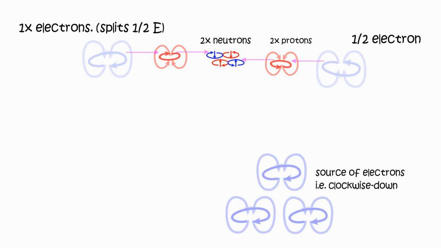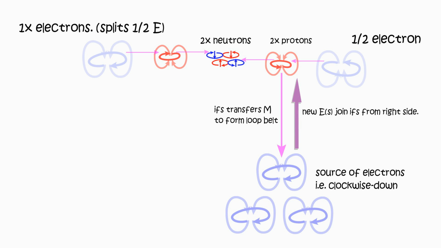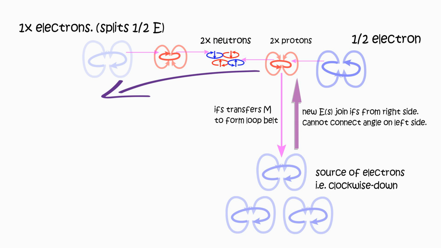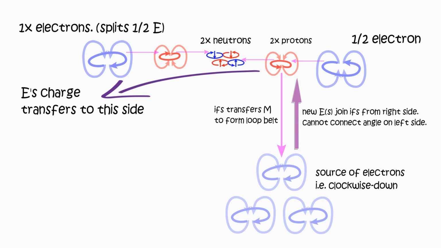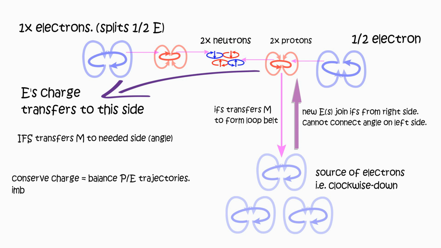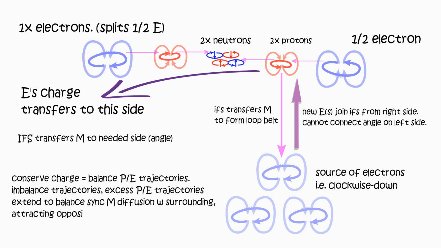A molecule with positive charge may have protons borrow momentum from electrons, but the equilibrium will still be imbalanced. Thus, protons still have to find electrons elsewhere to conserve charge. Conserved charge equals balanced positive and negative trajectories. Imbalanced trajectories extend to balance synchronized momentum diffusion with the surroundings, attracting opposite trajectories.